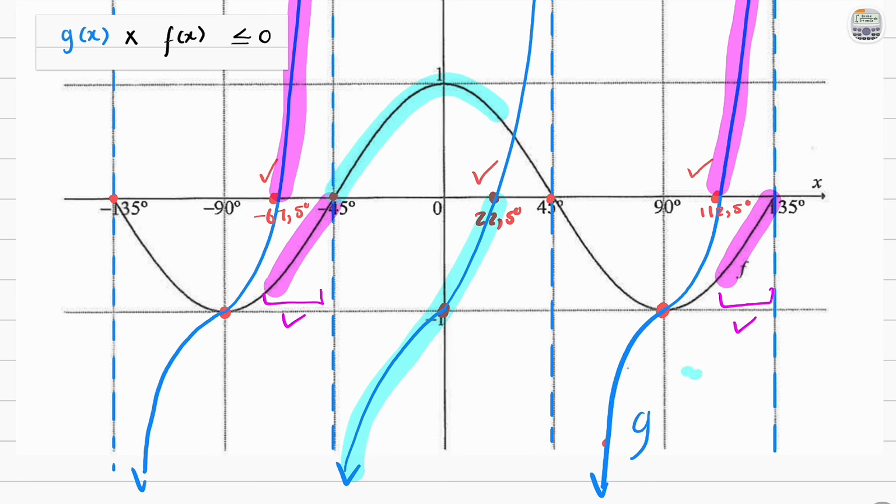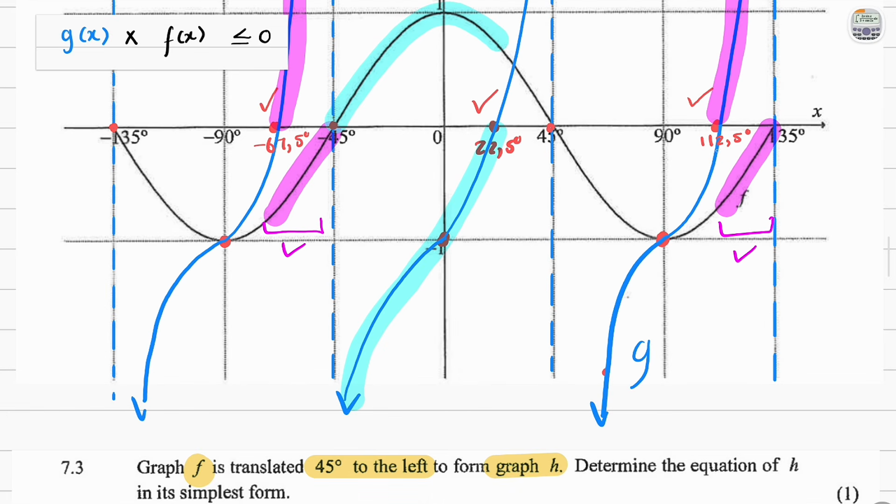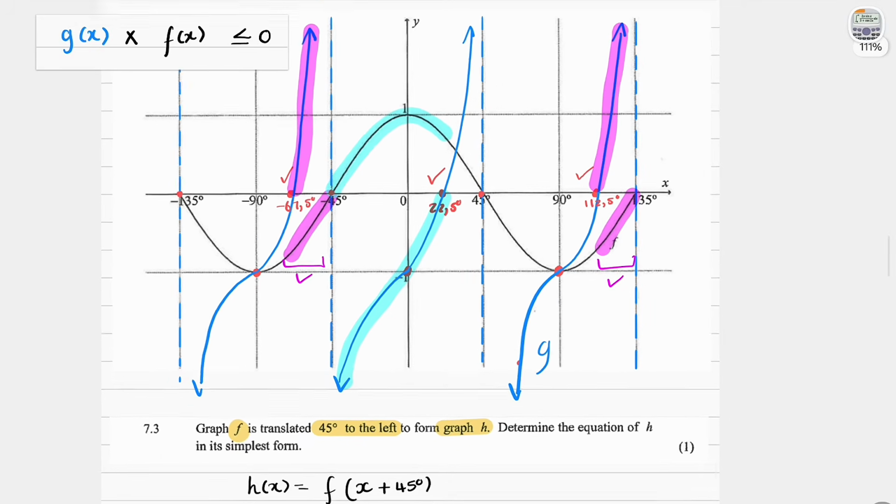And then the last place to check is over here. This is where the graph of g is below the x-axis all through here. Where's the graph of f? Unfortunately, it is also below the x-axis all through from there to here. So it doesn't work out, and we can leave that. Okay, so you can see all the selected places.